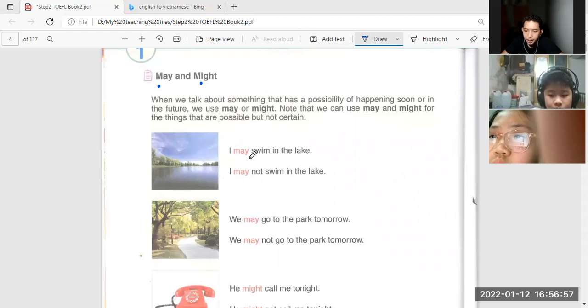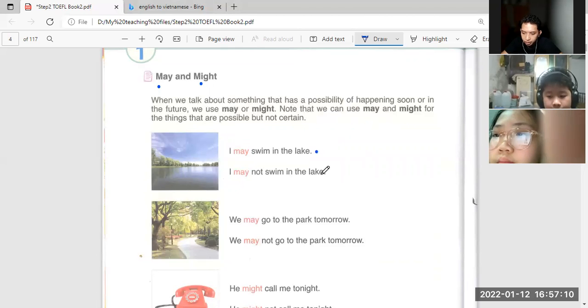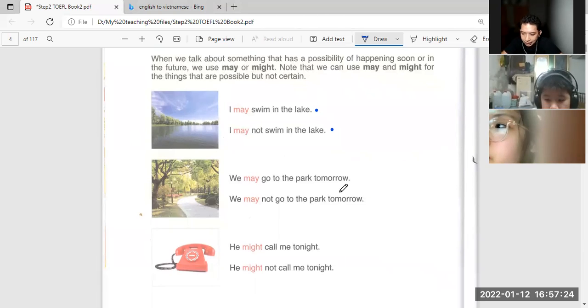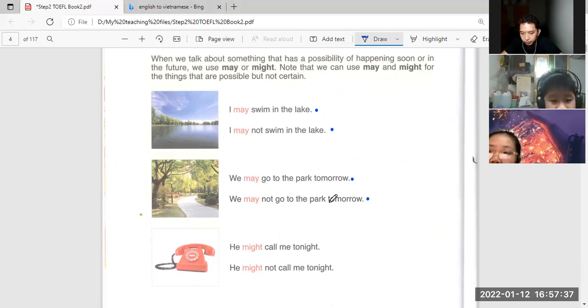For example, I may swim in the lake. Lei, can you read that? Nguyen, I may swim in the lake. And the negative sentence, you can say, I may not swim in the lake. Next we have, we may go to the park tomorrow. Lei, can you say that? Nguyen, say this one: we may not go to the park tomorrow.